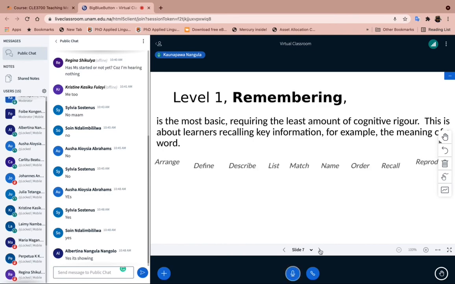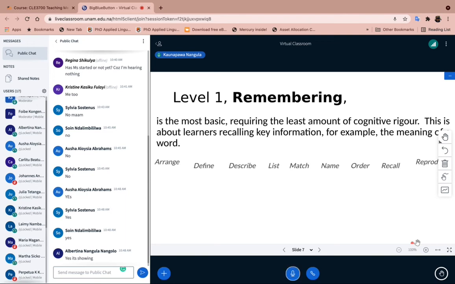Okay, and then we'll look at them shortly, like what are they about. All right, so the first level is remembering, which is the basic, because we saw that it was at the very bottom of the pyramid, right? And requiring the least amount of cognitive rigor. Like they don't use so much of their mind power, their cognitive power, when they're tackling this level.